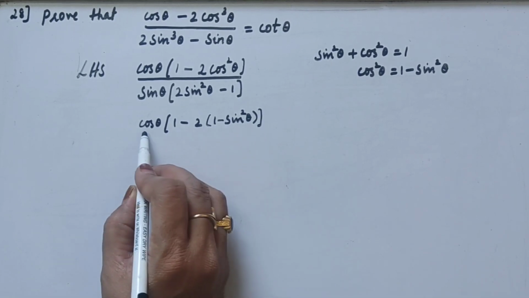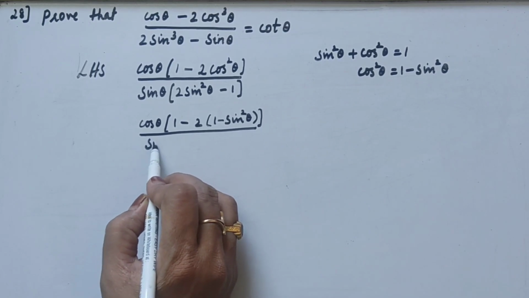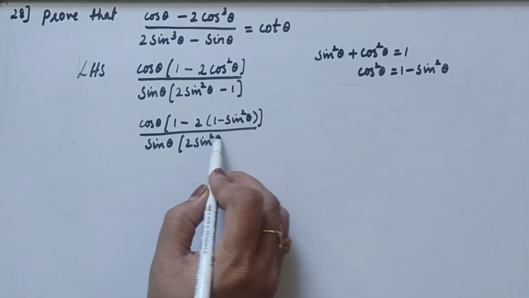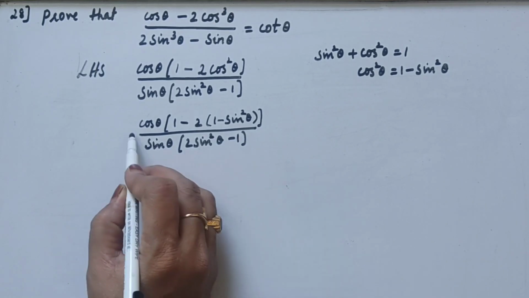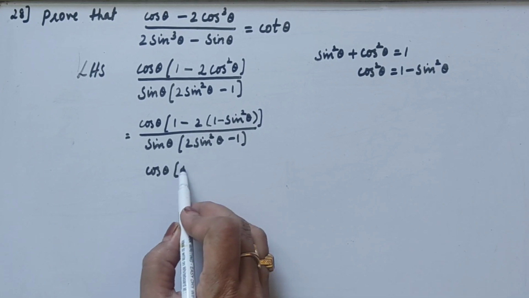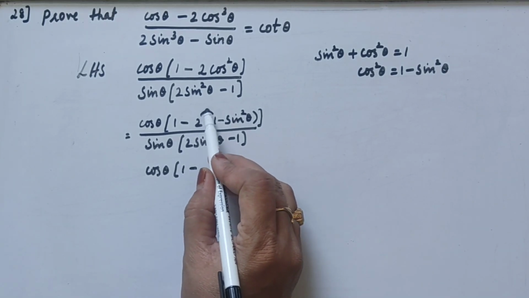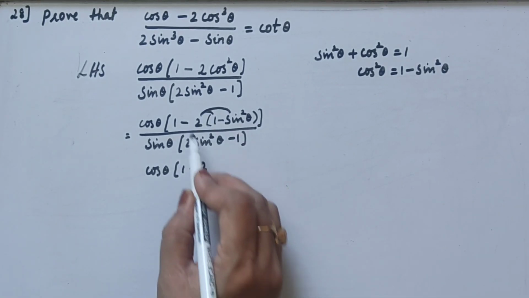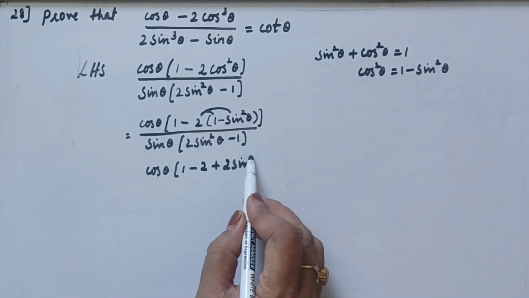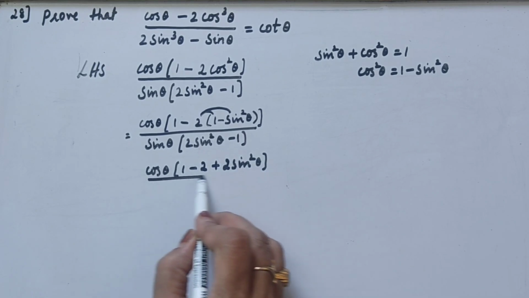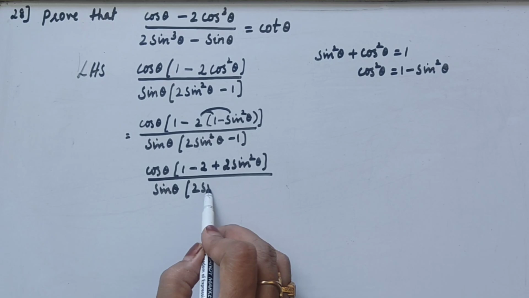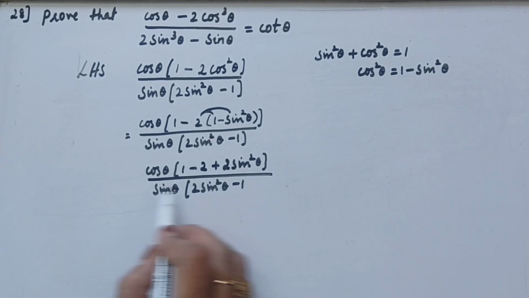Hope this is clear, students. Upon sin theta, please don't disturb the denominator, you keep it as it is, 2 sin square theta minus 1. Now cos theta into, 1 as it is minus, let me multiply these both. 2 ones are 2, minus into minus is plus, 2 sin square theta upon sin theta into 2 sin square theta minus 1.